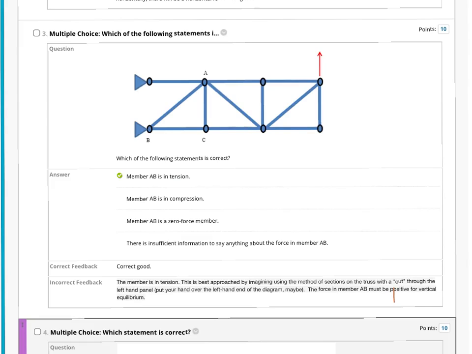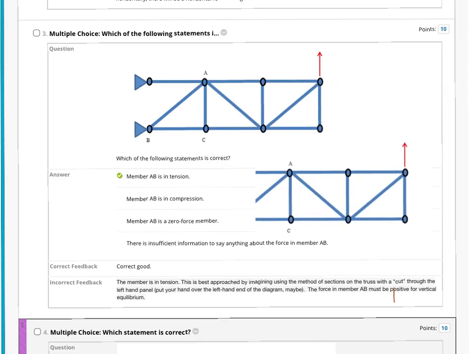For problem number 3, we will take a section through the first panel, and that would look something like this. Now if we draw the internal forces in, then the member force in AB must be acting in the tensile direction to resist the vertical component of the force, because the other two members would be only horizontal, either left to right or right to left, we don't know, but this must be in tension.